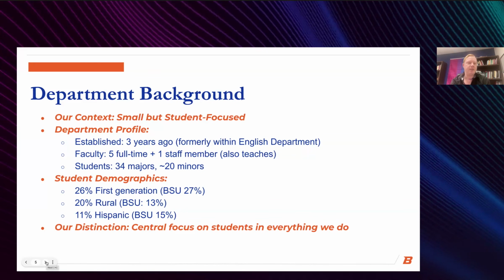And our student demographics are relatively on par with the rest of the university. We are a PWI, but about 26% of our students are first generation, which is similar to the 27% as a university. About 20% of our students come from rural backgrounds, which is a little higher than the university as a whole. And we have 11% Hispanic population in our department with 15% at the university overall.